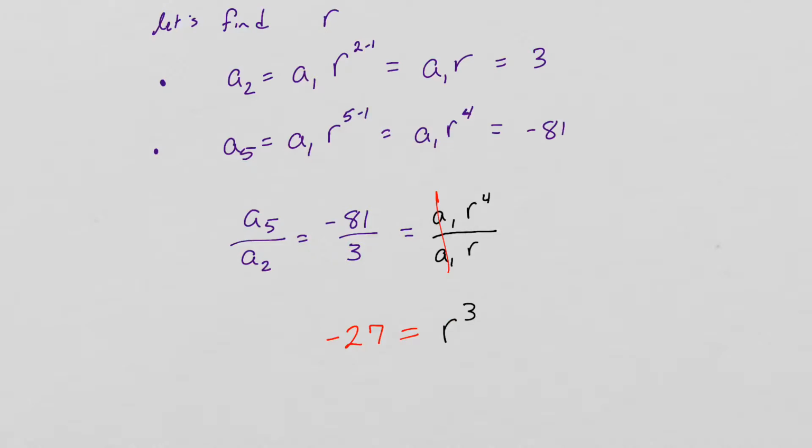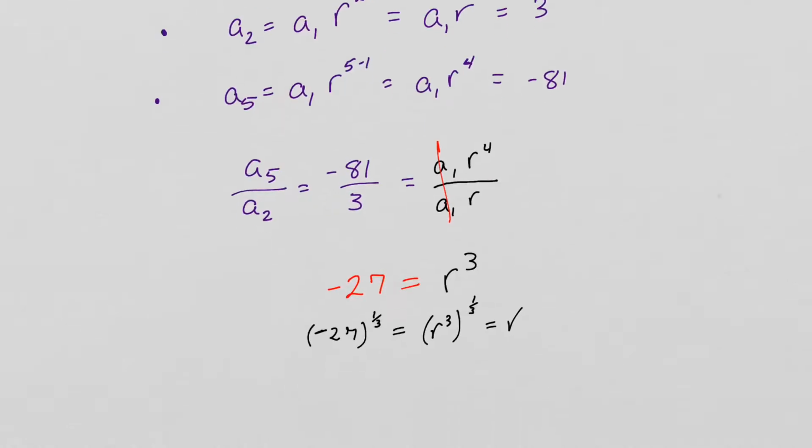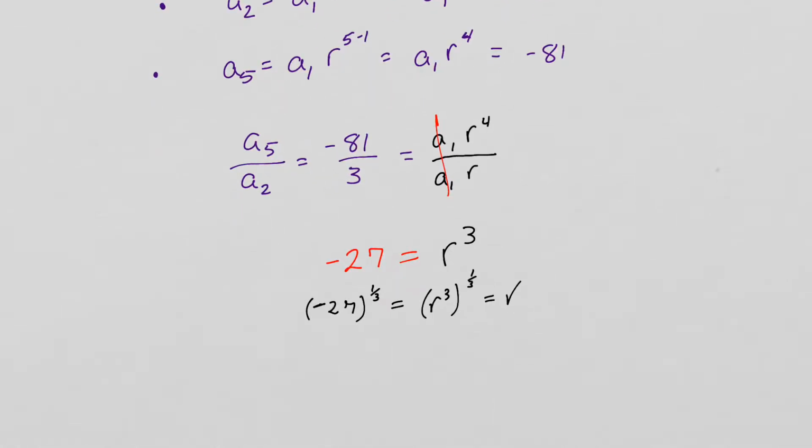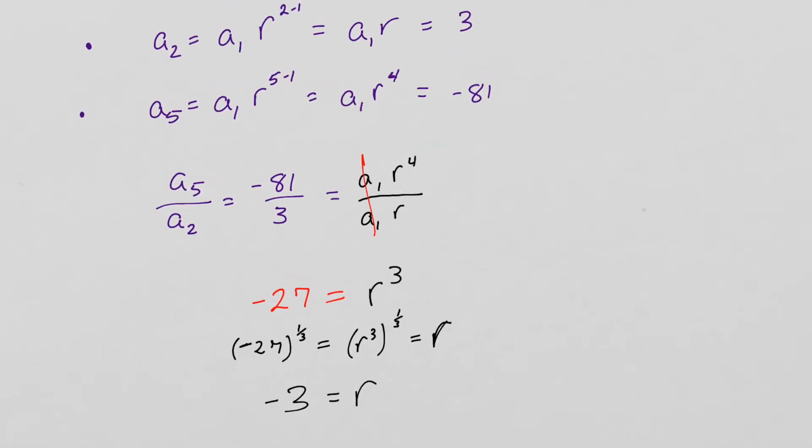Hopefully this is one where you can figure this out just by thinking about it, or you could take the cube root of both sides. So we're going to do negative 27 to the 1/3 power is equal to R cubed to the 1/3 power, which is of course just equal to R. And negative 27 to the 1/3 is negative 3. Okay, so we have R, which is the most important thing. So our common ratio is negative 3.